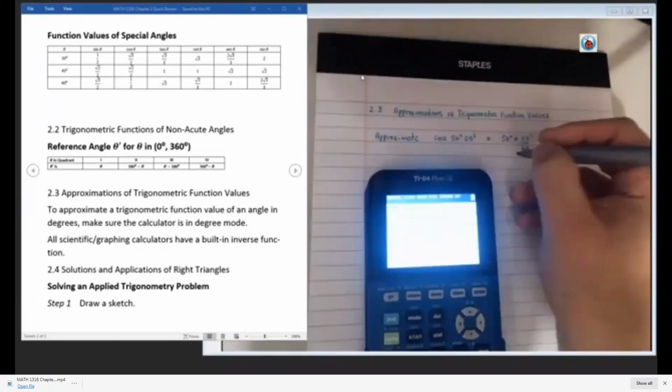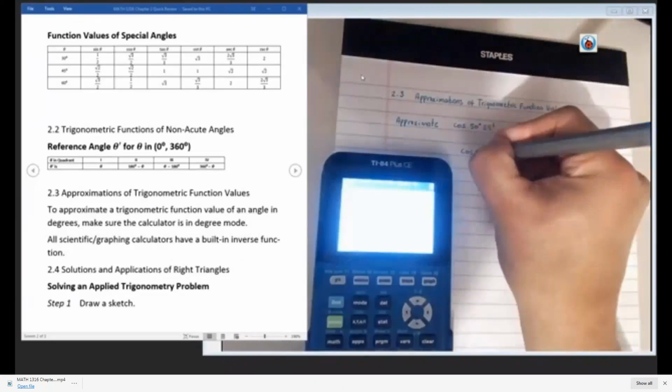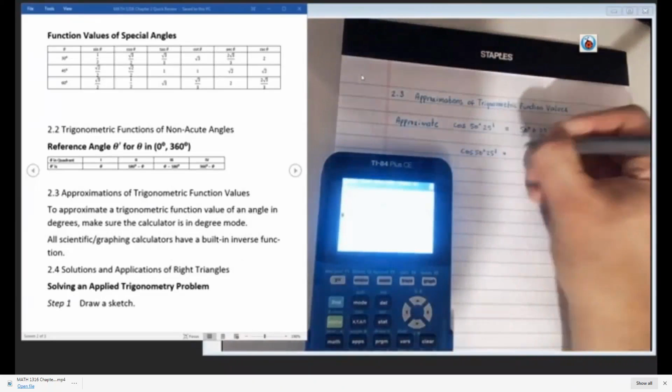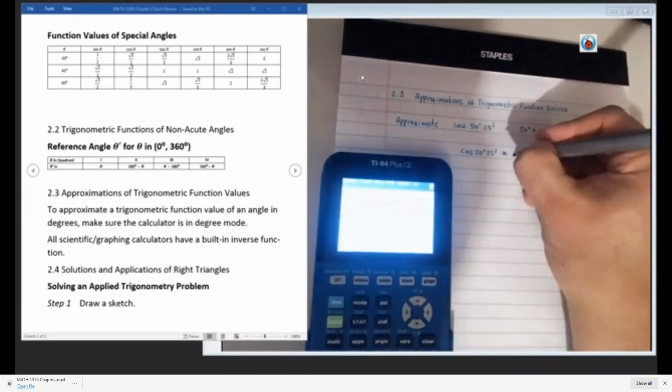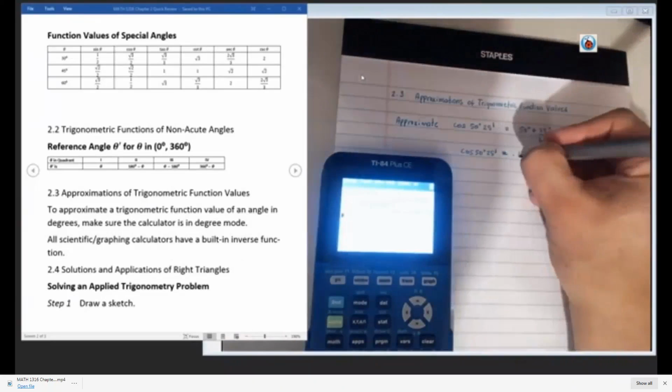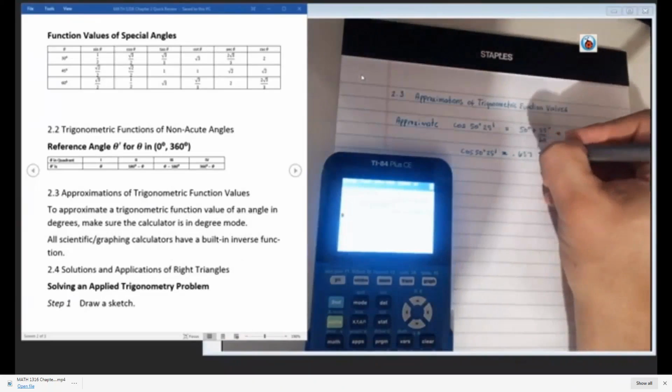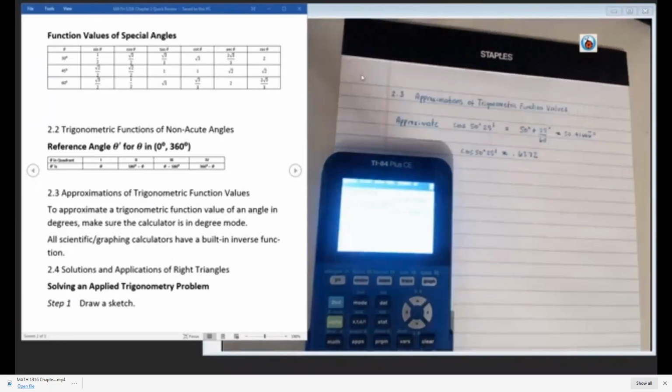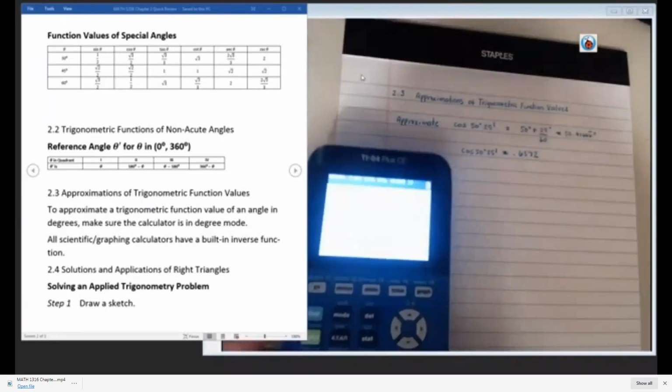So now with the decimal representation, I can use the calculator to find the cosine value of 50 degrees and 25 minutes, which is roughly 0.6372.